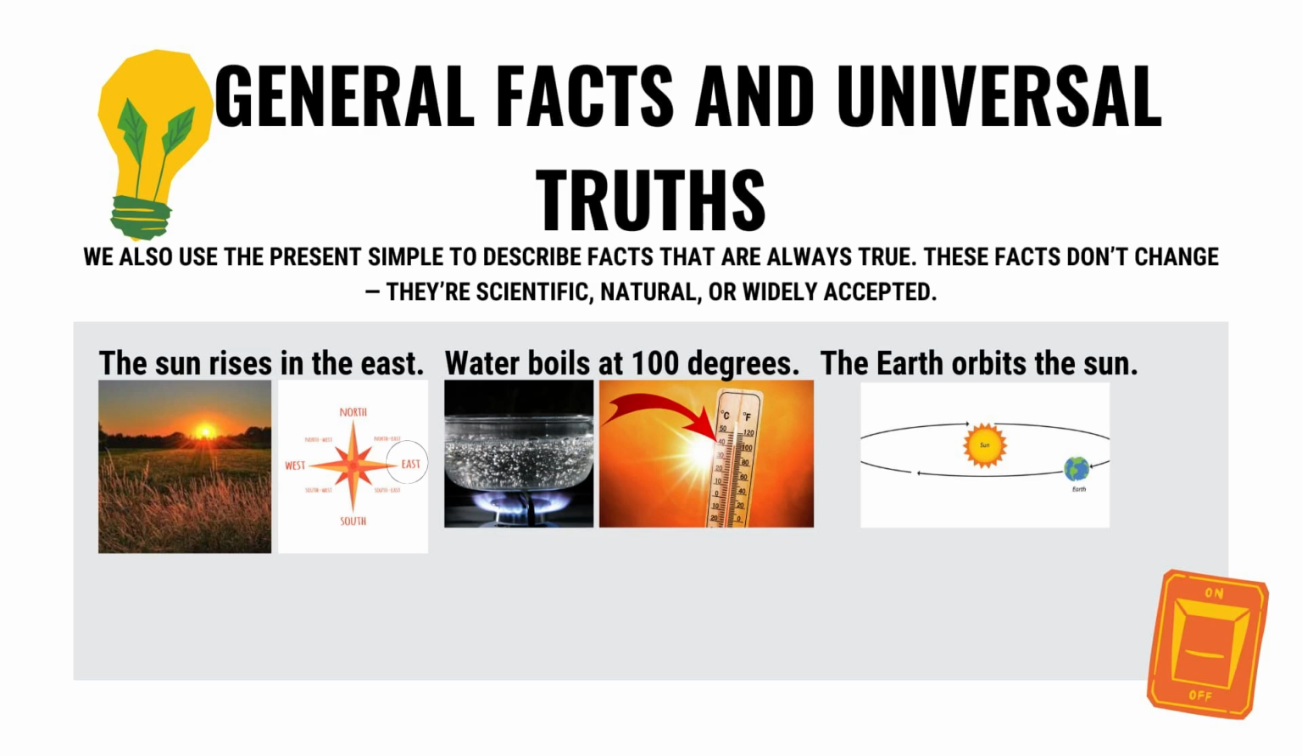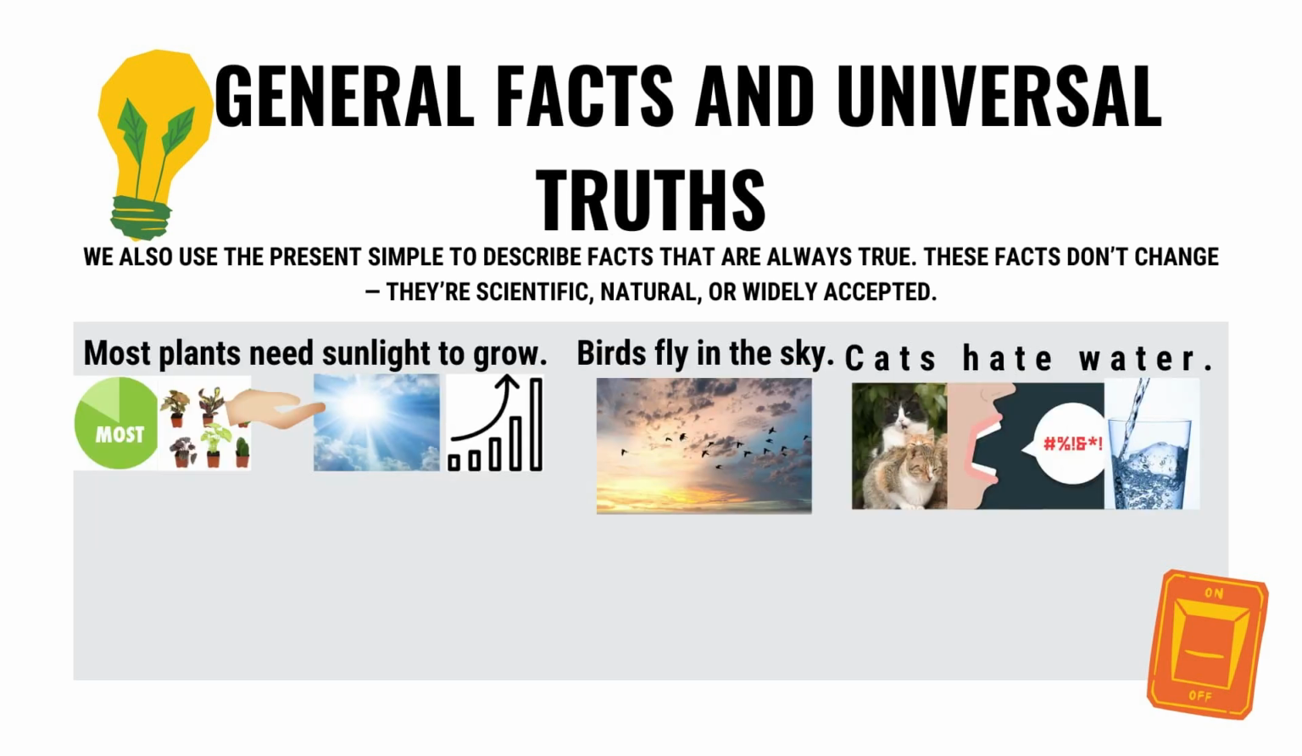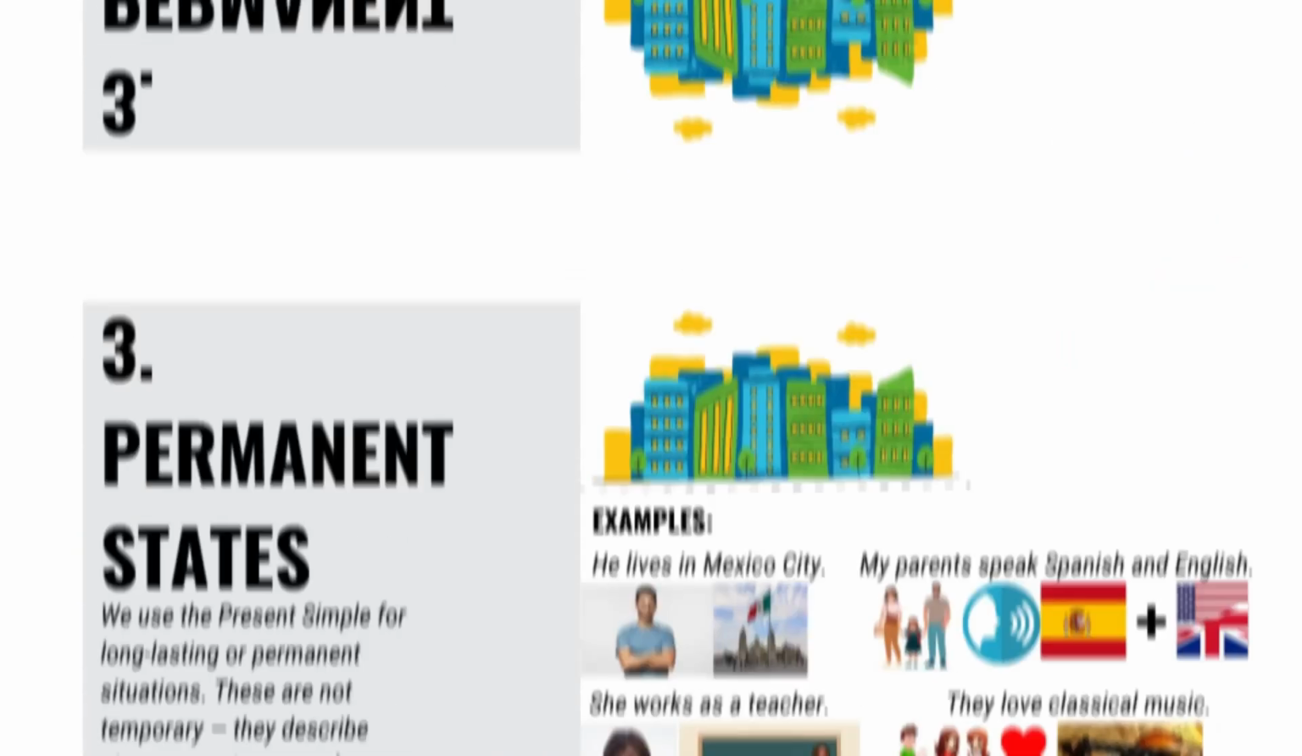The sun rises in the east. Water boils at 100 degrees. The earth orbits the sun. Most plants need sunlight to grow. Birds fly in the sky. Cats hate water.